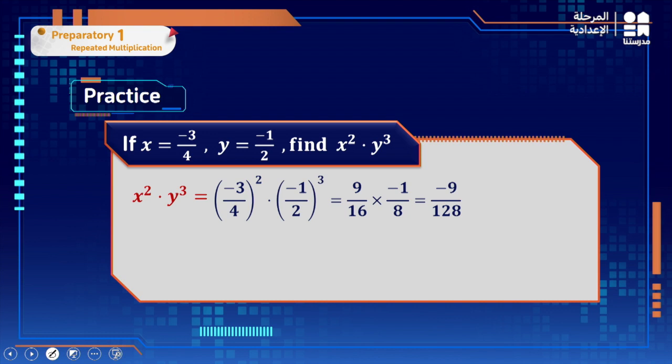Negative 3 over 4 to the power of 2. 2 is an even number. Ignore the negative sign. So it becomes 9 over 16: 3 times 3 and 4 times 4. Then negative half to the power of 3. The 3 is an odd number, so we will keep the negative sign. So it is negative 1 over 8, because 2 times 2 times 2 is 8. So the final answer: here we have to multiply the numerators. 9 times negative 1 is negative 9, and multiply the denominators: 16 times 8, which is 128.